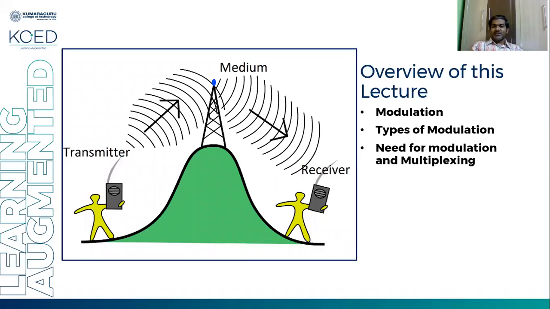So as a part of this lecture, we will study three different important topics. One is modulation and the types of modulation and what is the need for modulation. In addition, we will also study how modulation is enabling a process called multiplexing.